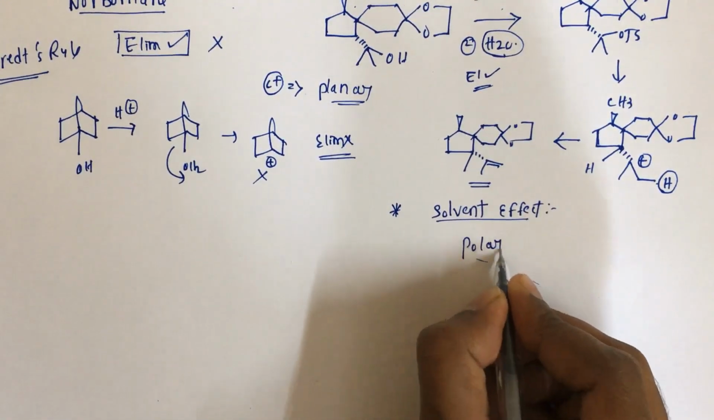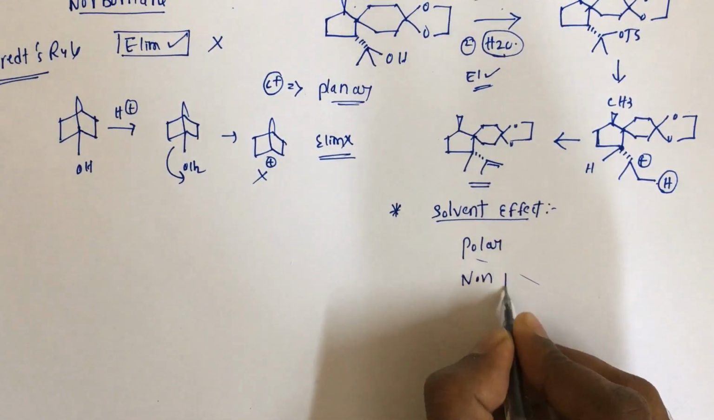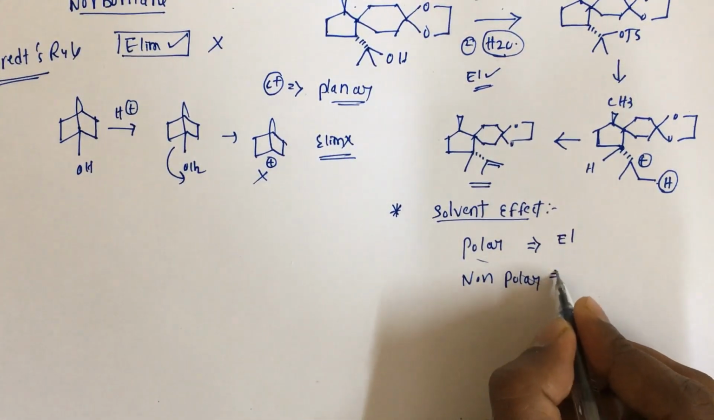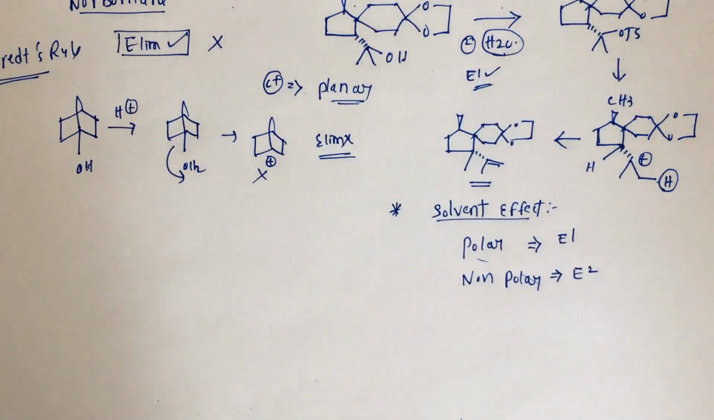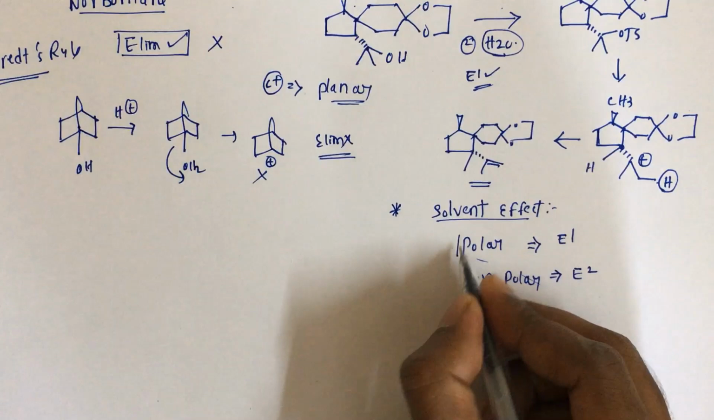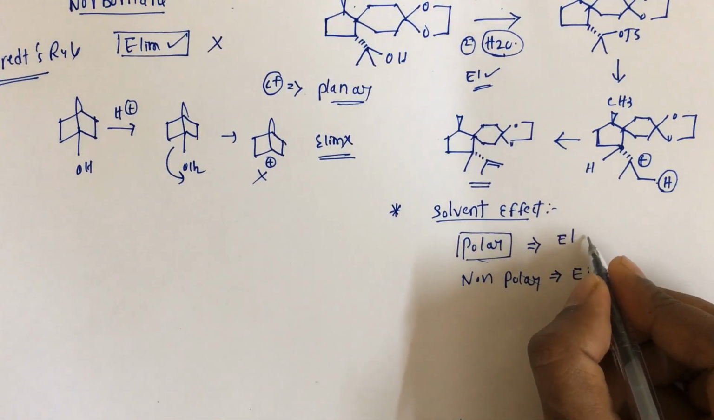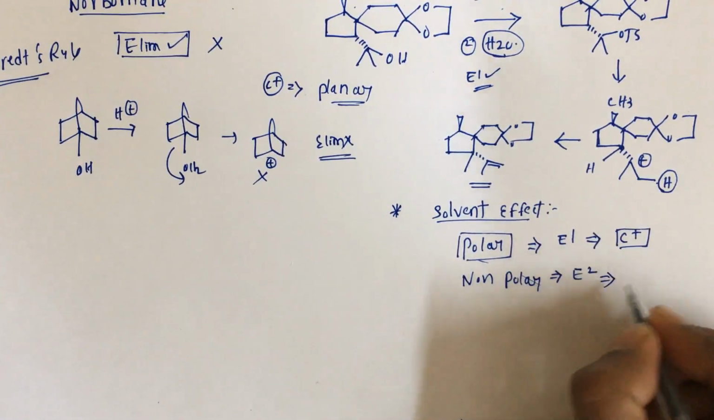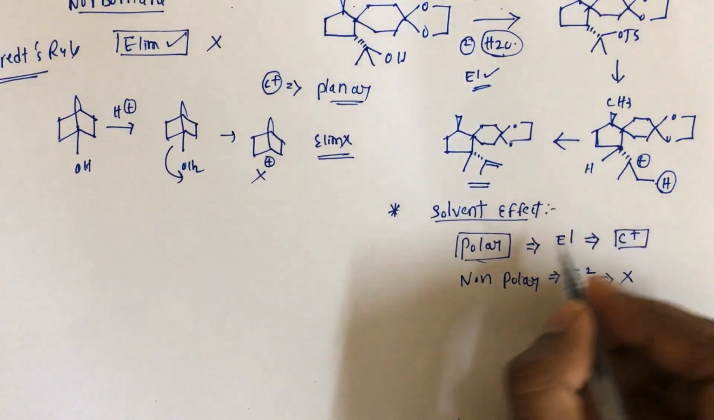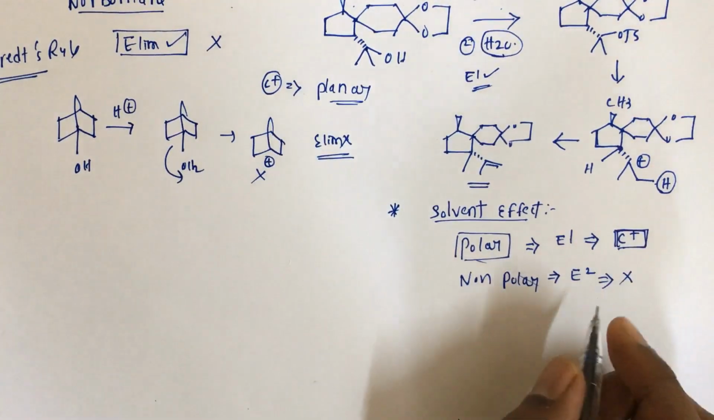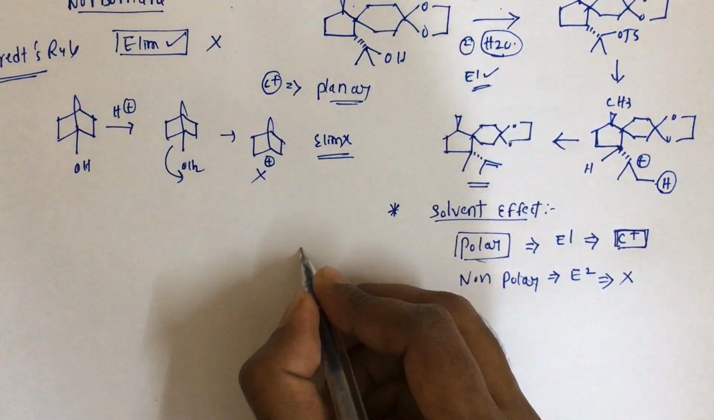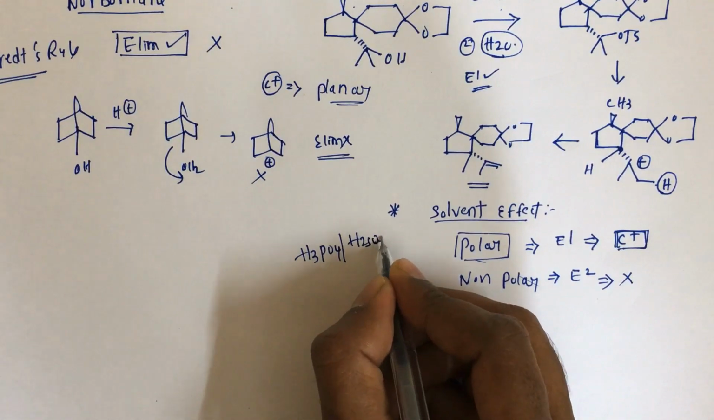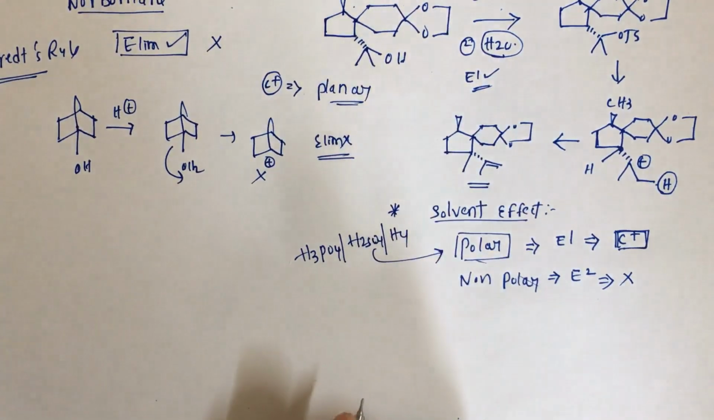So, polar solvents and non-polar solvents. Polar solvents are preferred for E1 elimination, and non-polar solvents are preferred for E2 elimination. Why do polar solvents prefer E1 elimination? Because polar solvents form charged species. Okay, and non-polar solvents will not form charged species. As we know, in E1 elimination the first step forms a charged species. Because of that reason, if we take H3PO4, H2SO4 and HCl, they form charged species in the first step.